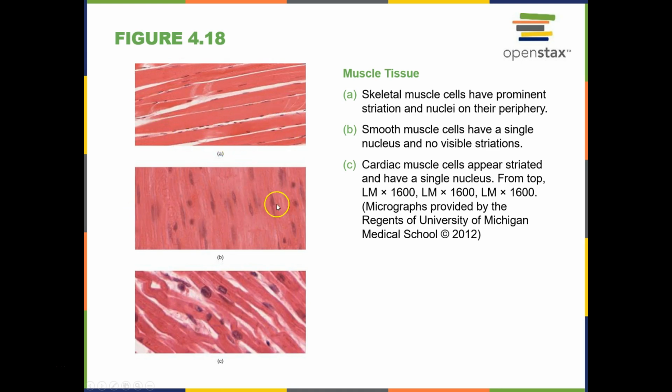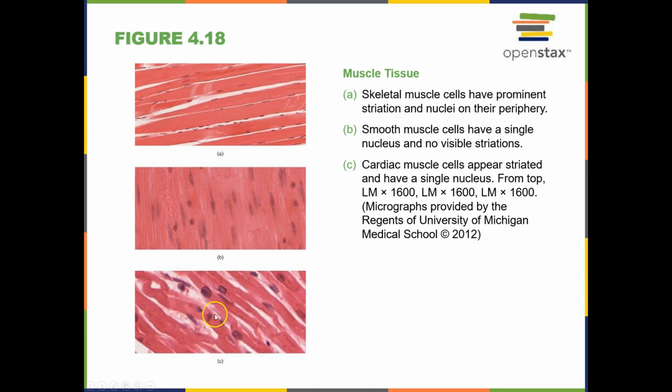The smooth muscle here is singly nucleated. The cells are fusiform in shape, and fusiform is kind of like the structure of a cat's eye. So the nuclei tend to be long and thin. They thin out on each end.